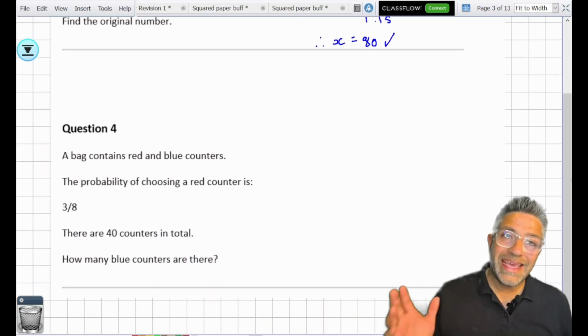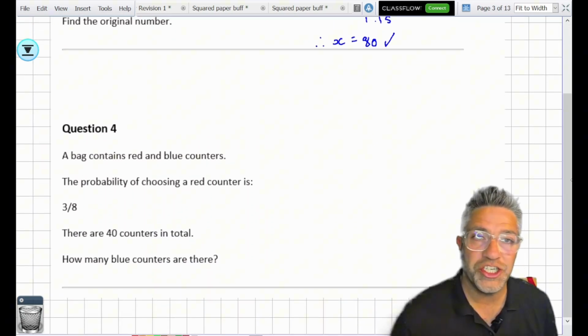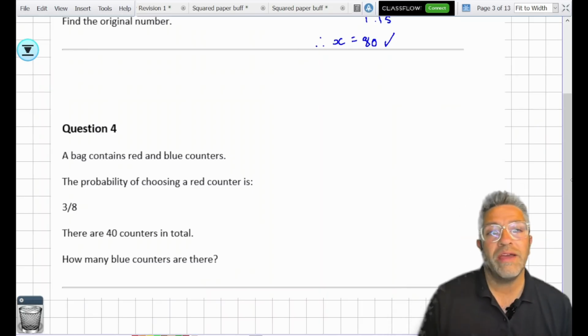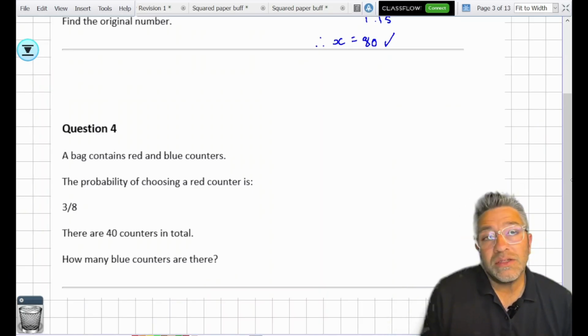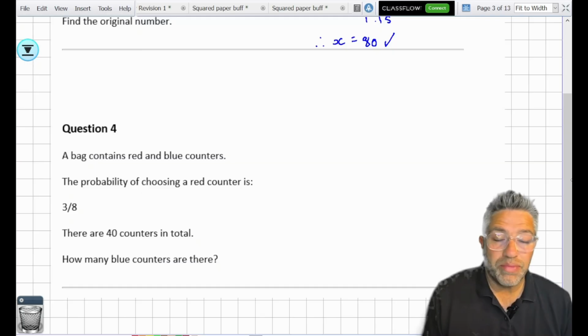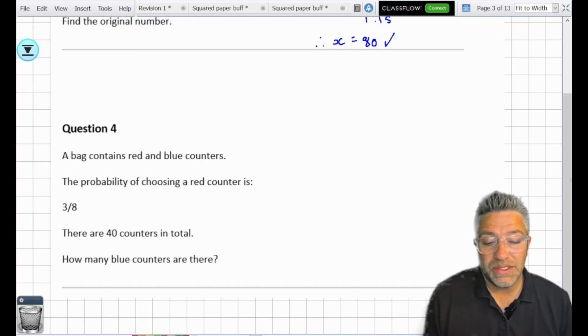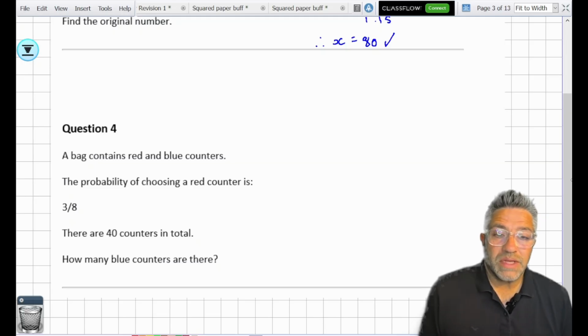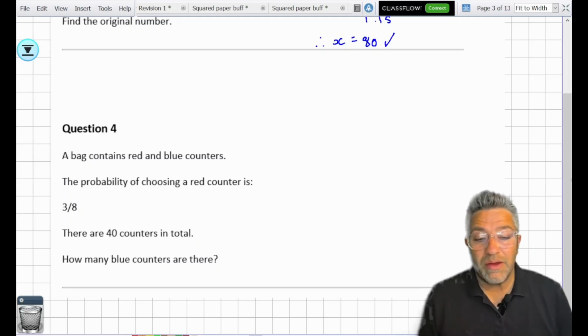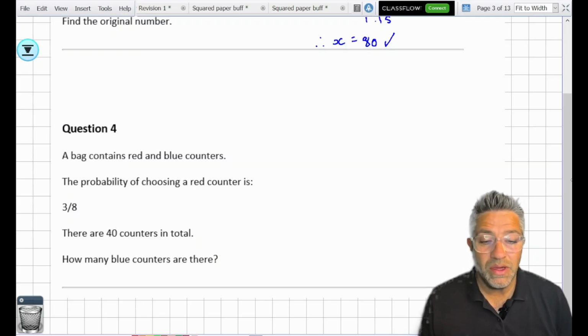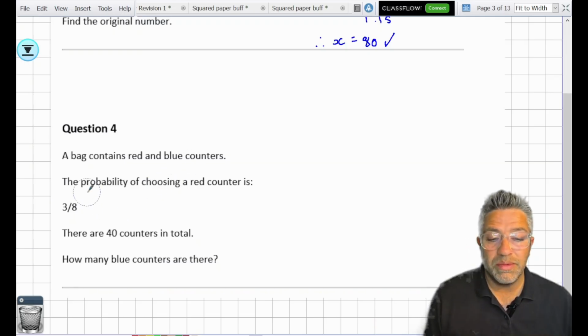Question 4, yet again, it's another question where there is more than one way of answering it. A bag contains red and blue counters. The probability of choosing a red counter is 3/8. There are 40 counters in total. How many blue counters are there? Well, we could work out how many red counters there are, subtract that away from 40, gives us our blue, or we could look at the problem at source.